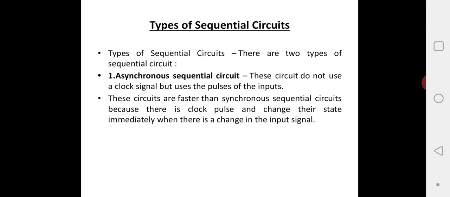First one is the asynchronous sequential circuit. These circuits do not use a clock signal but use the pulses of the inputs. These circuits are faster than synchronous sequential circuits because there is no clock pulse, and they change their state immediately when there is a change in the input signal. It means it operates with the help of pulses of the inputs.